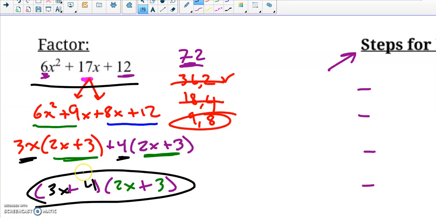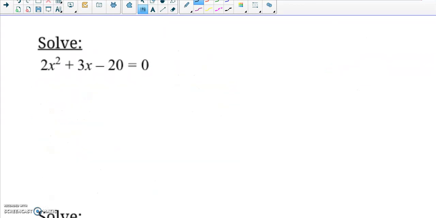Again, I can always check this by distributing out or foiling these two binomials and seeing if I end up back here. Because again, factoring is just the reverse process of distributing. Okay, I'm going to go through two more examples here.